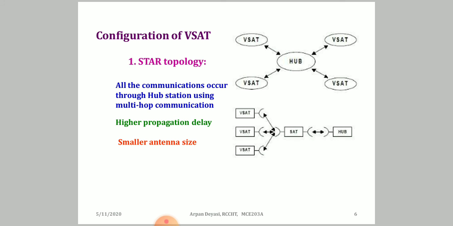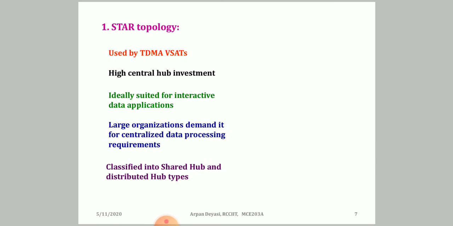So all the communications occur through the hub station. That is a multi-hop communication. And naturally, since VSATs are not able to communicate between themselves, it makes a higher propagation delay. But everything is central. The central is the hub, and every communication has to be made through the central point. The smaller antenna sizes are enough because different VSATs can communicate through a single transponder, and the satellite can communicate with the hub. So that's basically what the star topology is.